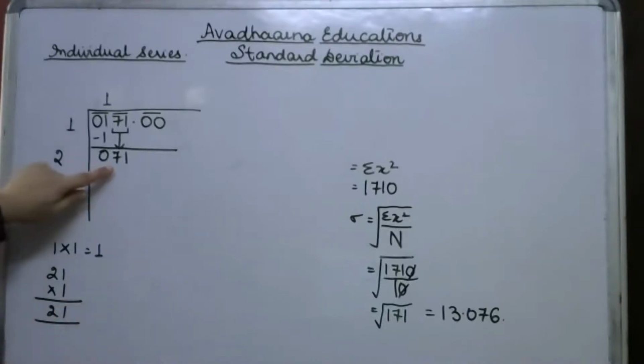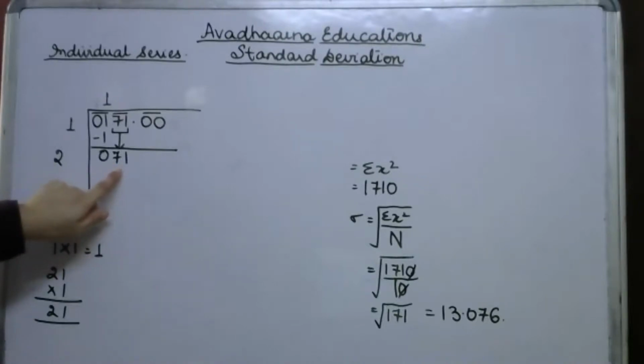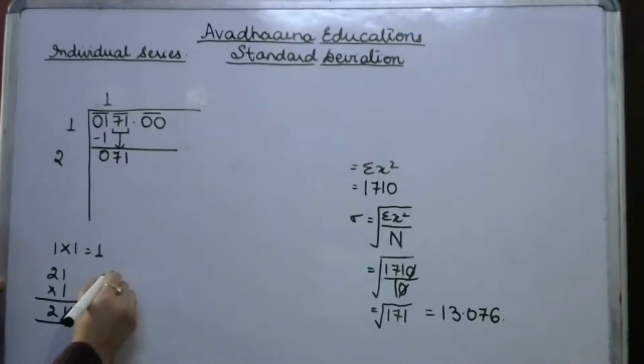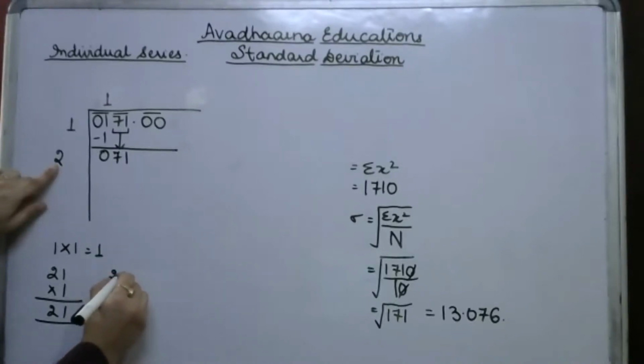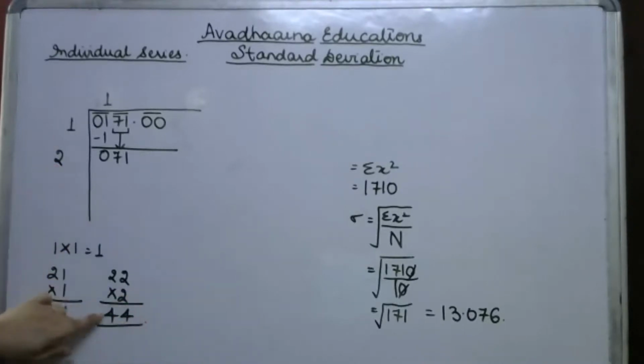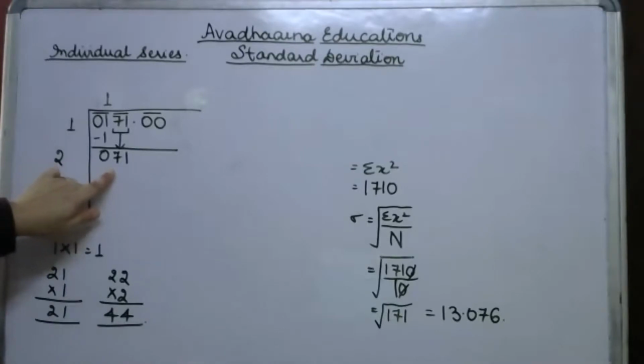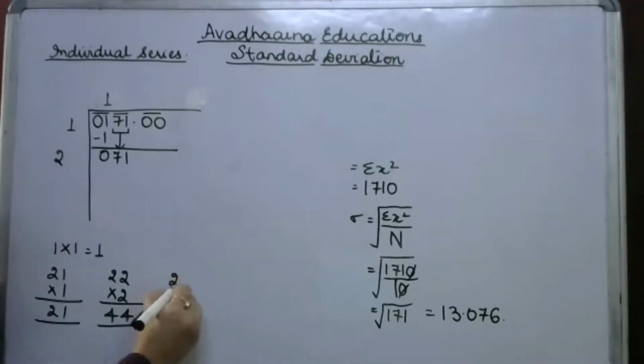So 21 नहीं जाएगा because 71 is a far more bigger number. Let's try for 2. 2 के साथ हम लिखते हैं 2 and then multiplied by 2. So that is 44. Again 44 भी बहुत छोटा है 71 से. Then 2 multiplied by 3. Sorry, 2 3 and then multiplied by 3. 23 multiplied by 3 is 3 3s are 9, 3 2s are 6.